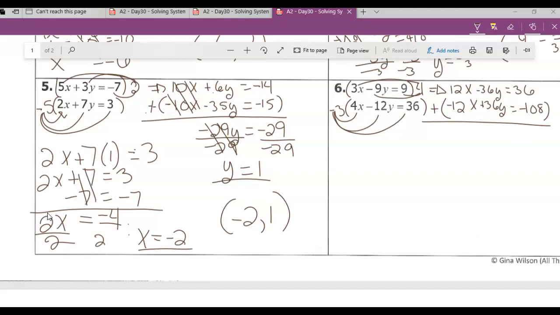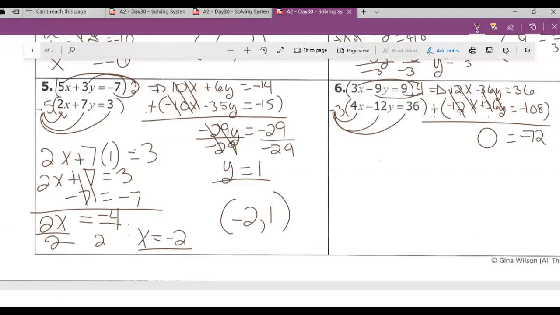So I have a couple of things happening in this case. 12x's plus negative 12x's is 0x's. Negative 36 plus positive 36 is 0y's. So I have no x's or y's, or basically I have nothing over here on the left side. 36 plus negative 108 is negative 72.